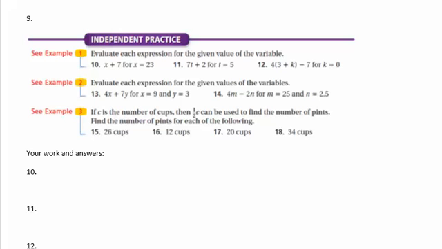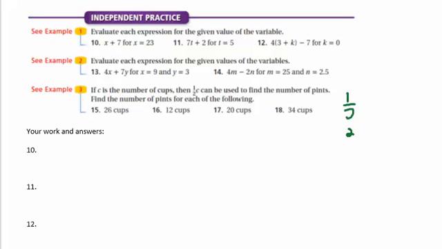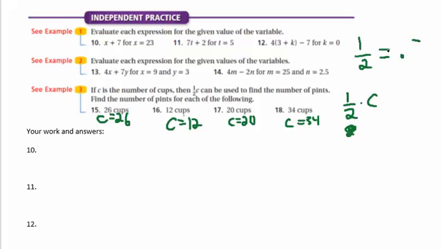In number 15 through 18, you're going to use 1/2 times C rather than the 1/4 times W. And then these are the values of C. This is C equals 26. This would be C equals 12, C equals 20, and this would be C equals 34. And if you would prefer to not use fractions, you can use 1/2 is equal to, you probably know this, 0.5. So you could use a calculator and multiply 0.5 times each of these. However, these are all even numbers, and you could find half of them pretty easily. You'll get nice numbers for all of those.